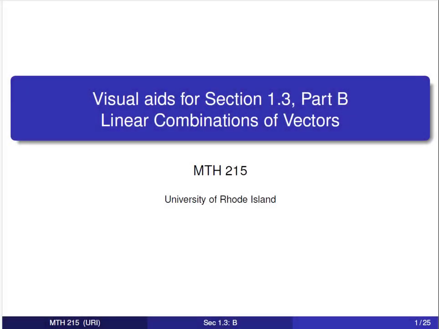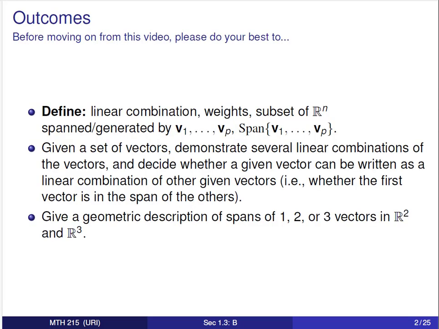Hi Math 215 students. In this second part of section 1.3, we're going to be talking about what we call linear combinations of vectors. For this video, here are our outcomes. Before you move on from this video, please do your best to define the terms listed there and the other objects listed there. We'll discuss these things as we go throughout the video.